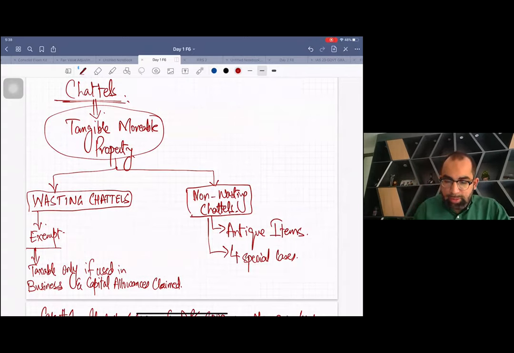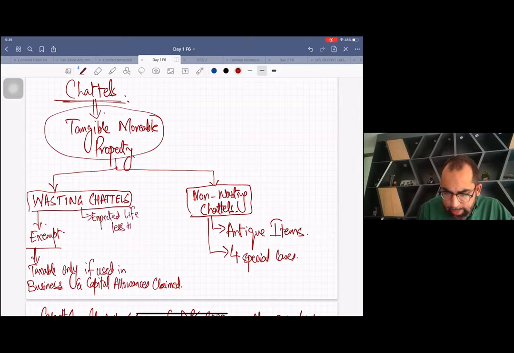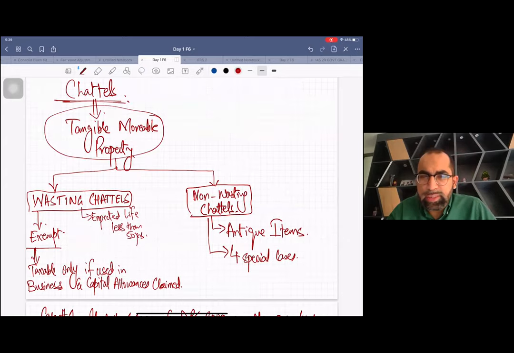There are two types of chattels. The first one is wasting chattels, and the second one is non-wasting chattels. Wasting chattels are chattels with expected life of less than 50 years, like our cell phone and all these electronic items. Now, what are the rules for wasting chattels?